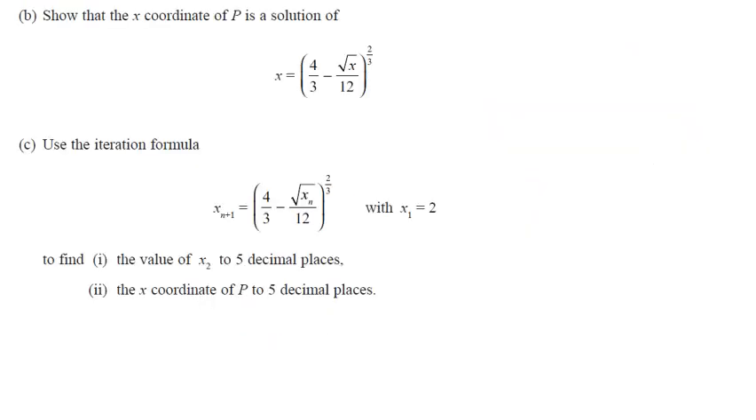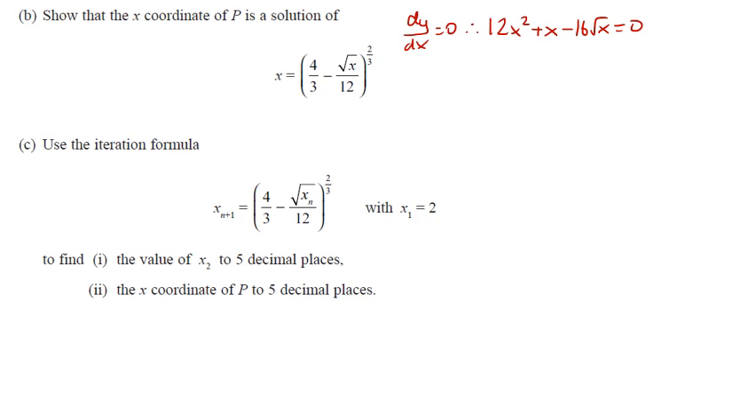For P, show that the x coordinate of P is a solution of this. Okay, so that expression that we just had for the derivative, we need to set that equal to 0. And therefore, as it was a fraction, just the numerator must be equal to 0. So we get 12x squared plus x minus 16 root x is equal to 0. Okay, so we need to get it into this form.